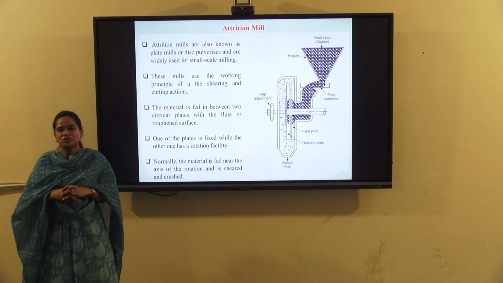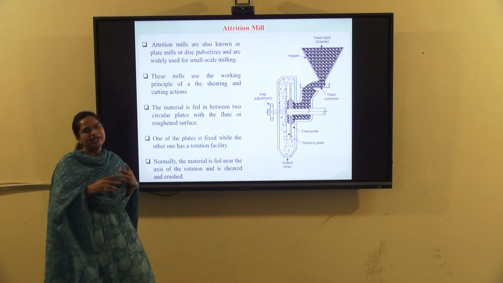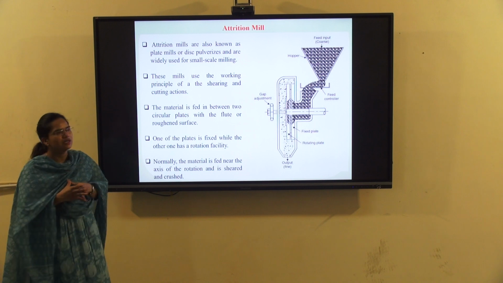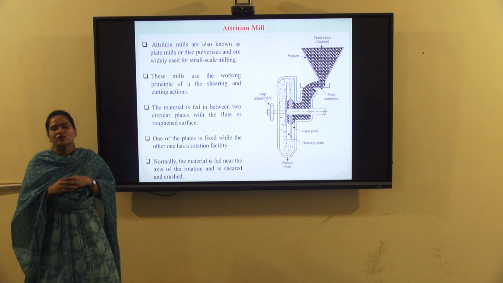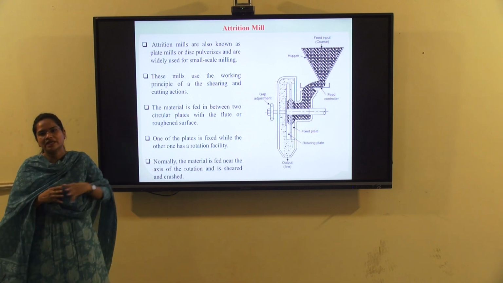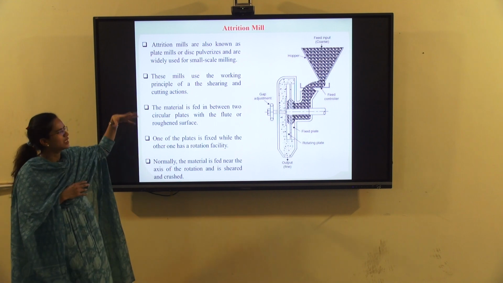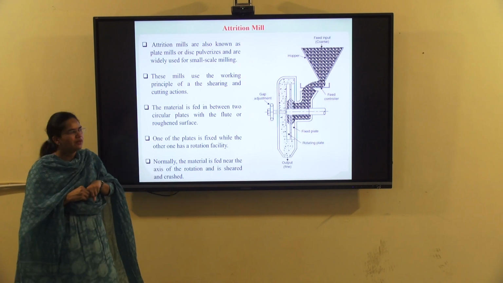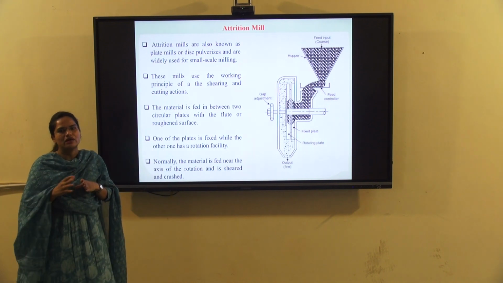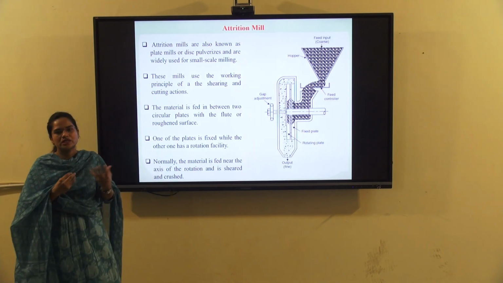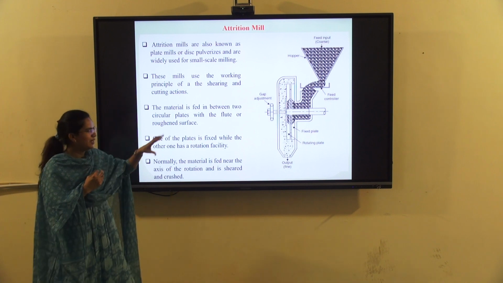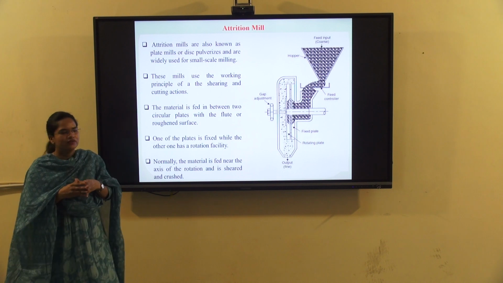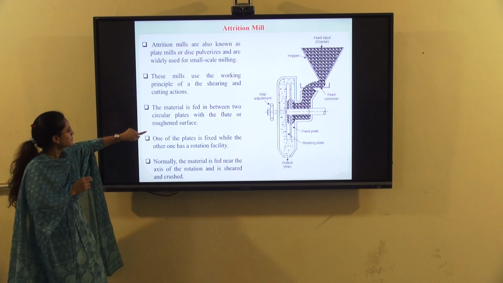Attrition mill is also known as plate mill, where two plates are used, one plate stationary and the other movable. The feed enters at the middle of the plate and goes outward. Due to the shearing and pressing action between the plates, the size is reduced and discharged from the outer side of the plate.